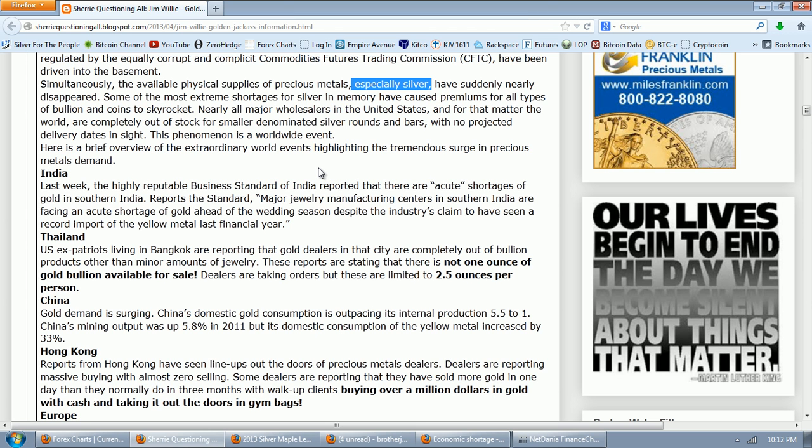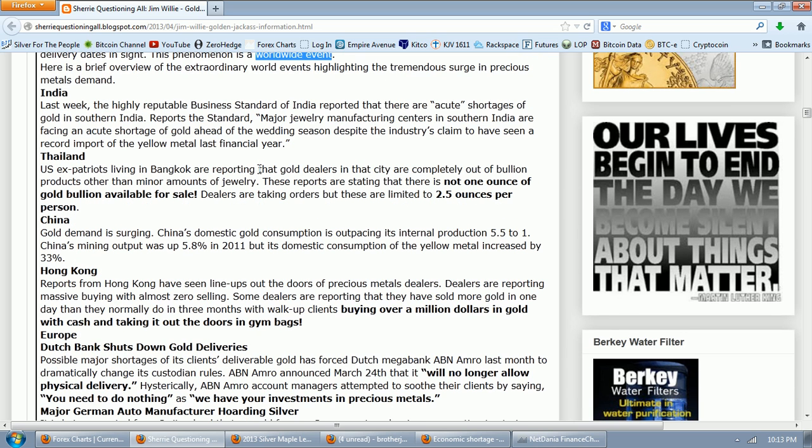Some of the most extreme shortages for silver in memory have caused premiums for all types of bullion and coins to skyrocket. Nearly all major wholesalers in the United States, and for that matter the world, are completely out of stock for smaller denominated silver rounds and bars, with no projected delivery dates in sight. This phenomenon is a worldwide event. Here is a brief overview of the extraordinary world events highlighting the tremendous surge in precious metals demand.